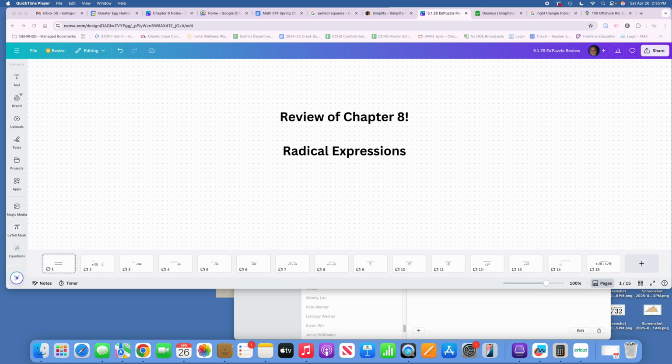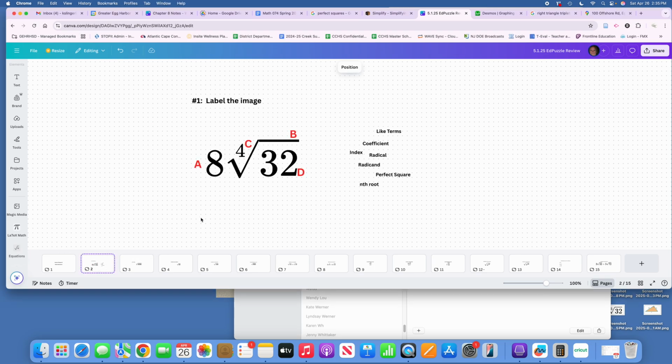Hi everybody. This is a review of Chapter 8, which is all about radical expressions. Question number 1 wants us to label the image. So take a minute now and label the image.